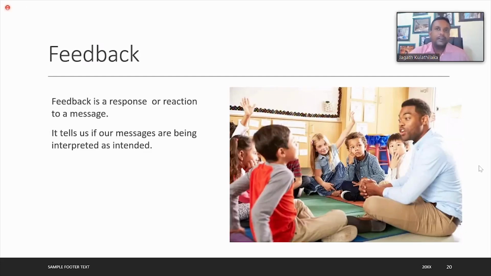That's feedback. Feedback is known as ප්‍රතිපෝෂණය, feeding back to the communication process. It tells us, that's why feedback is important. It tells us if our messages are being interpreted as intended.